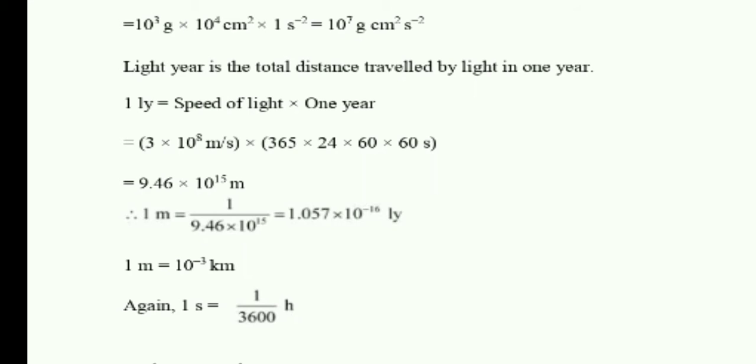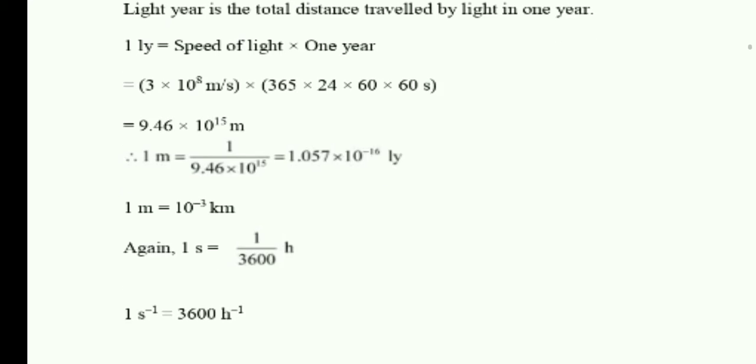Now come to the further explanation of this one. If 1 light year equals 9.46 into 10 to the power 15 meters, so 1 meter equals 1 upon 9.46 into 10 to the power 15. That is equal to 1.057 into 10 to the power minus 16 light year.